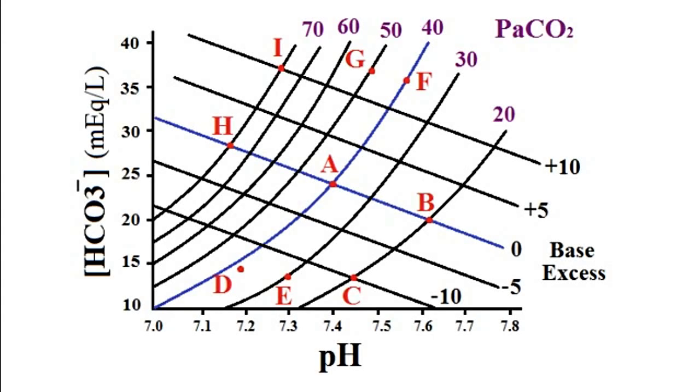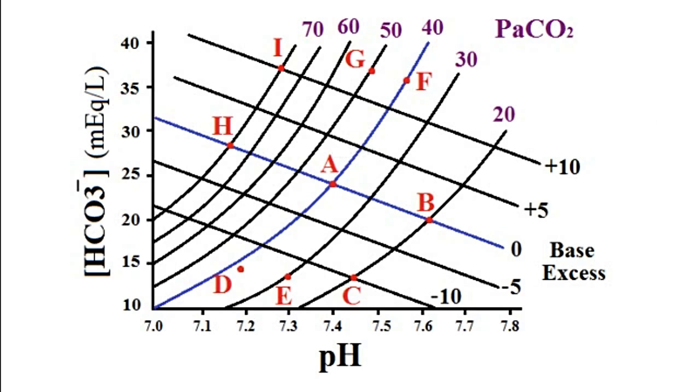In this video, I'm going to go over the Davenport diagram and then discuss how to interpret the acid-base disorders based on the value of the partial pressure of the carbon dioxide, based on the pH, as well as based on the concentration of the bicarbonate. And once done with that, I will go over different conditions that can disturb the acid-base balance in the body.